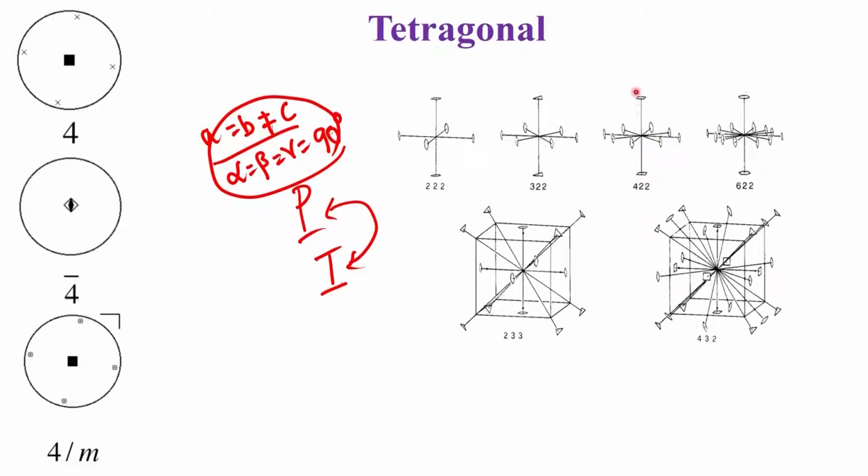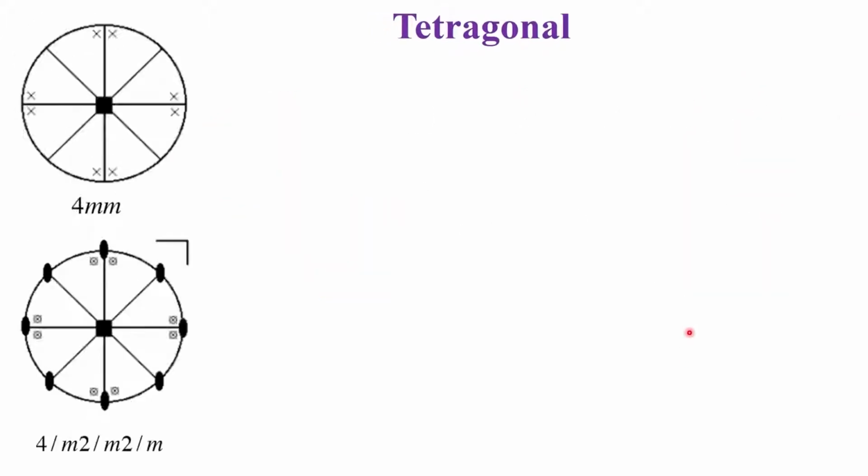The four-fold axis in general is considered along the z axis, just like the trigonal axis where we consider the three-fold along the z axis. The same story goes with the hexagonal lattice as well, with the 622. We will go to the hexagonal system now after showing the remaining part of the four-fold rotation. So, we have the 4mm, and we also have the 4/m 2/m 2/m.